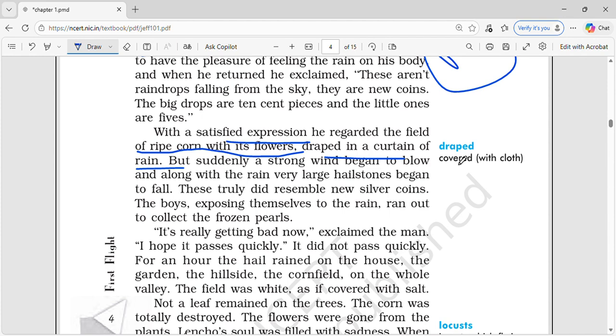But then what happened was there was a strong wind that began to blow, and along with the rain, there were actually a lot of hailstones that began to also fall. These hailstones actually resembled the new silver coins, and then the kids who were there, the elder boys and the younger boys, they went out excited that they would collect the frozen pearls.